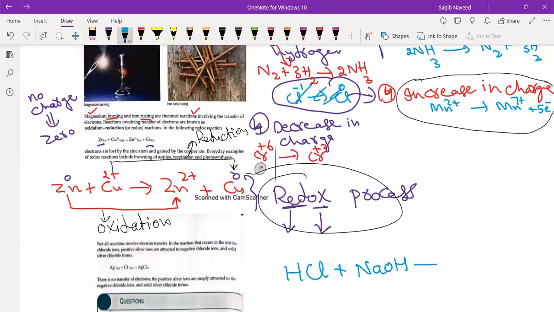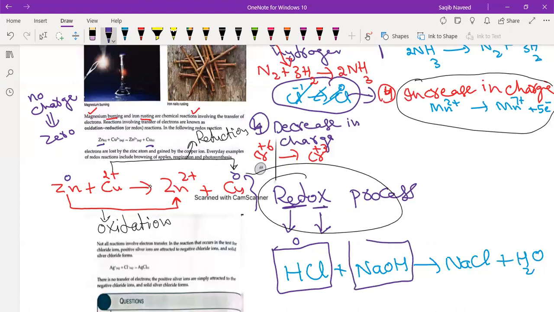So when acid and base react, salt and water are formed. So what is the charge on H? What I told you is that if no charge is given, then the charge would be 0. So the total charge of this compound, nothing given, will be taken as 0. So this is going to be a complicated part. So look at this.